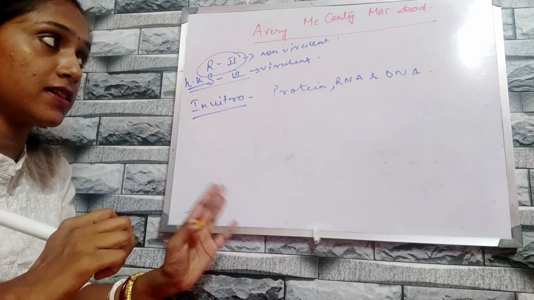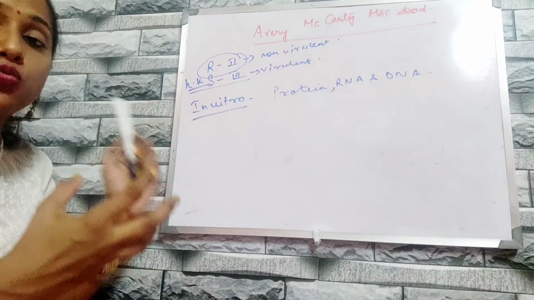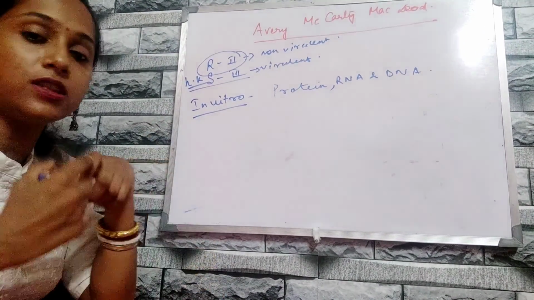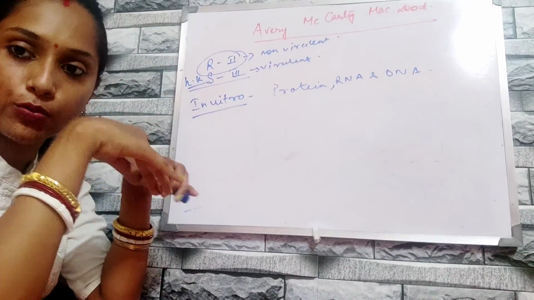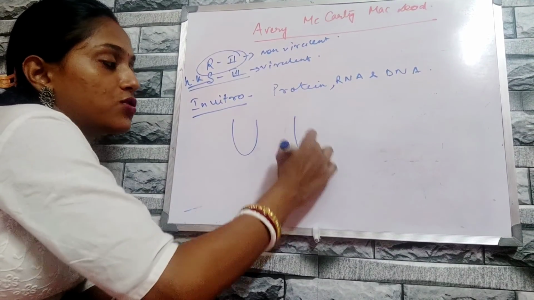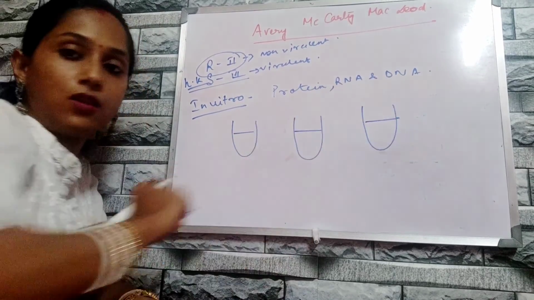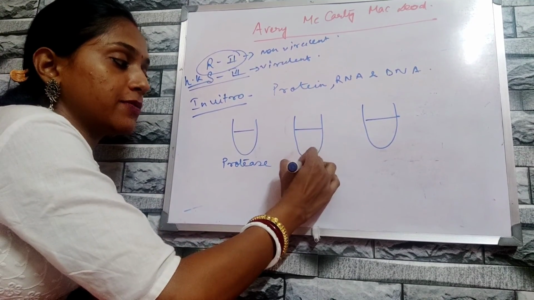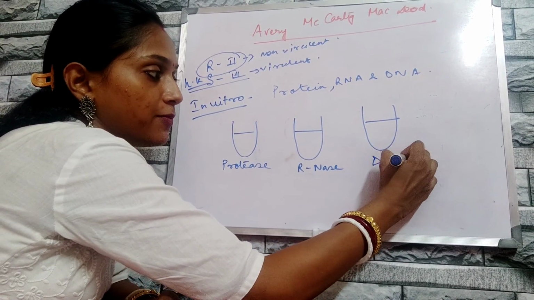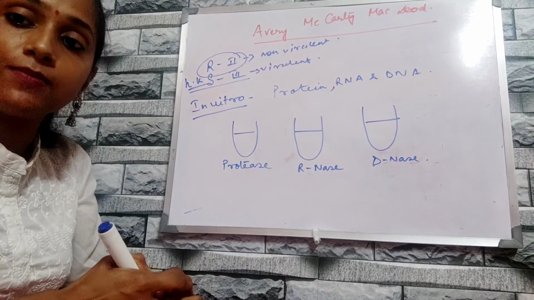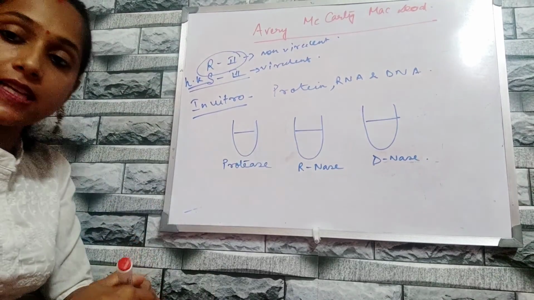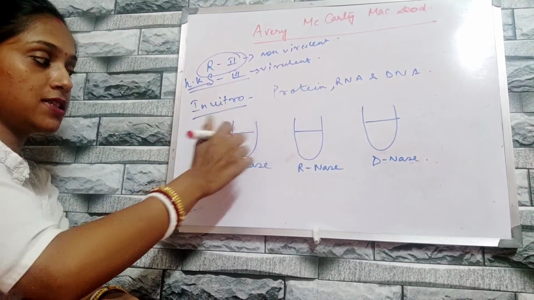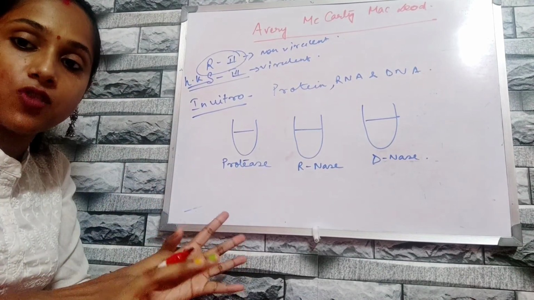This is because the scientists at that point of time were not sure which one is actually the genetic material. Is it RNA, or protein, or DNA? So there was a confusion. To clear up the confusion, they kept only protein, RNA and DNA, and removed all the other things. They took this extract in 3 different test tubes. In the first test tube, they put an enzyme termed protease. In the second, an enzyme called RNase. And in the third, an enzyme called DNase. Protease digests protein, RNase digests RNA, and DNase digests DNA.